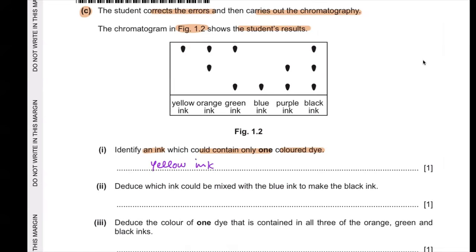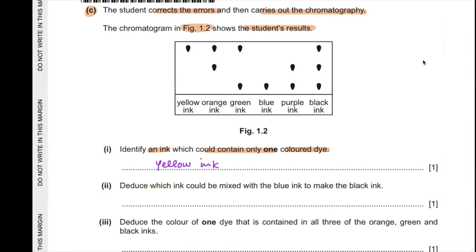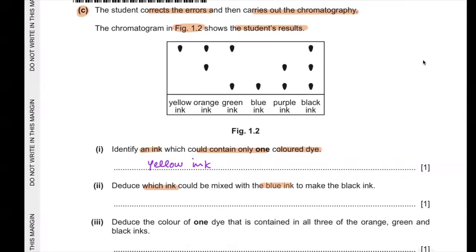Now, part C2, deduce which ink could be mixed with blue ink to make the black ink. So if you see, the black ink has these 3 spots, and if you see over here, that blue ink has a same spot and the orange ink has the same spots.